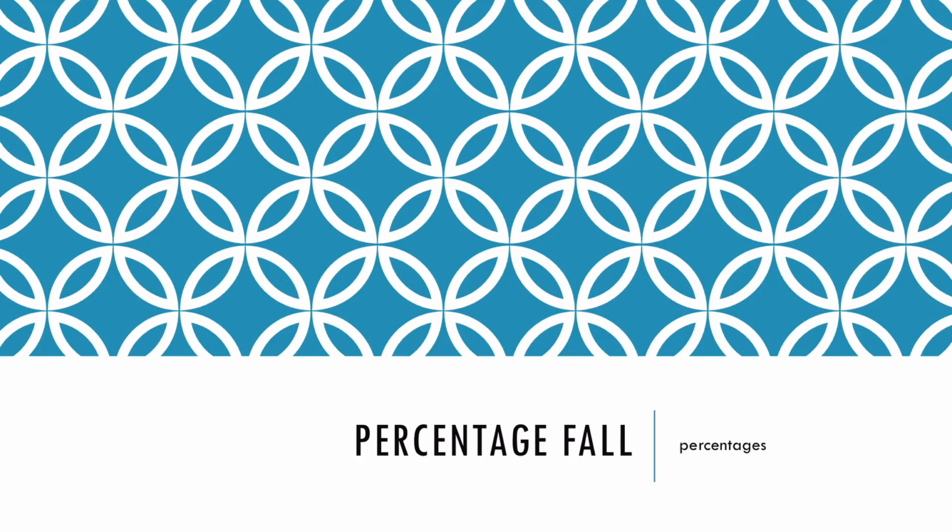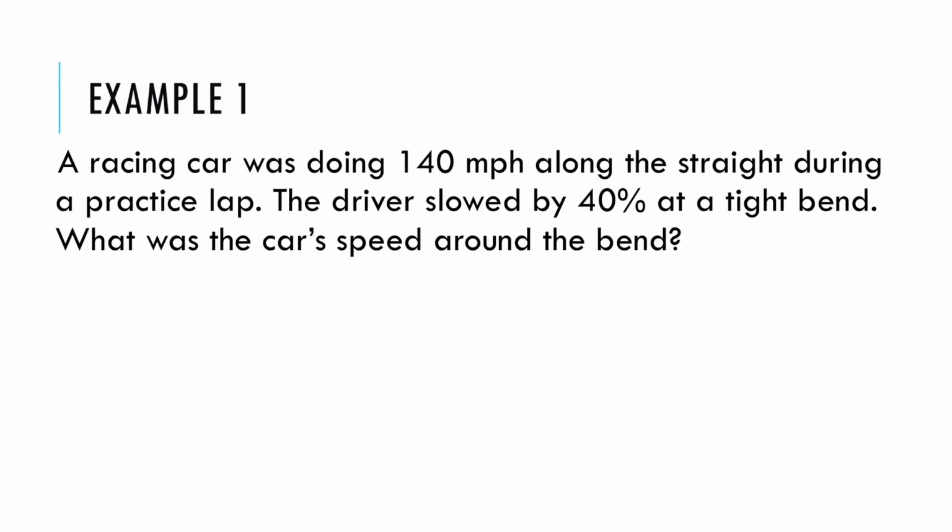Okay, some percentage fall questions then. A racing car was doing 140 miles per hour along the straight during a practice lap. The driver slowed by 40% at a tight bend. What was the car's speed around the bend? So, first we want to find 40% of 140 miles per hour. Okay, so I'm going to do this non-calculator.